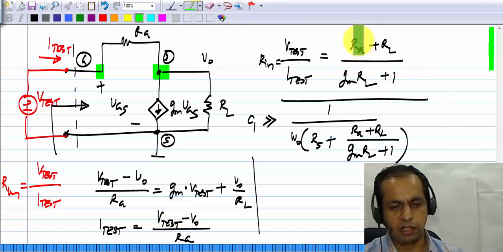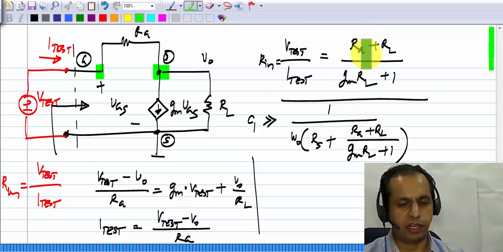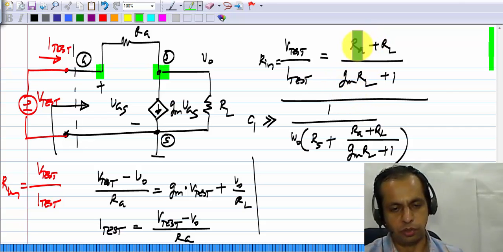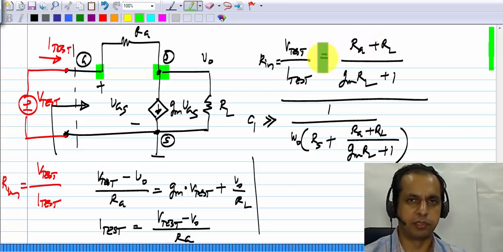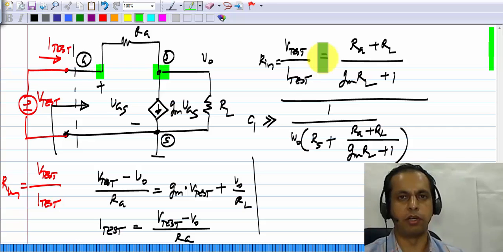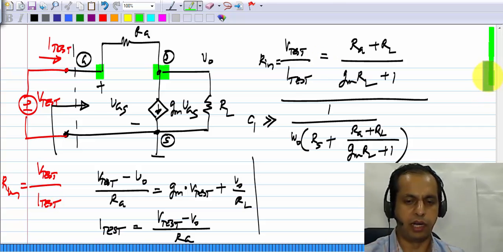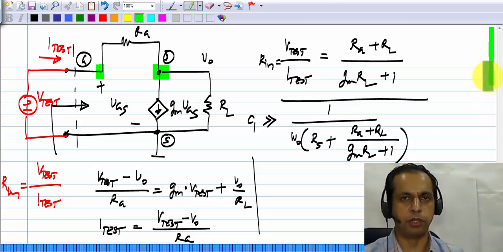And you can see that although this RG will be very large, this gm RL is also a large number because it's the gain. So the input resistance will be substantially smaller than RG in this case. So from this you can calculate the constraint on C1 and set C1 to be, let's say, 10 times or even more compared to the constraint.